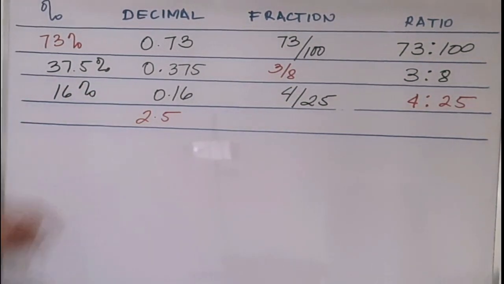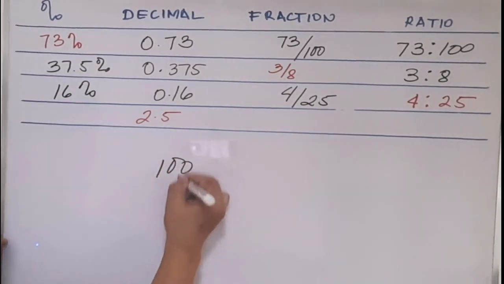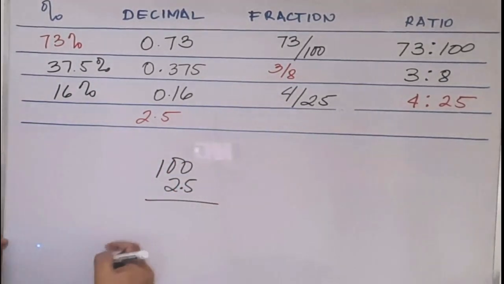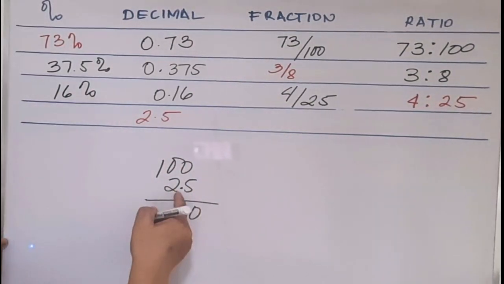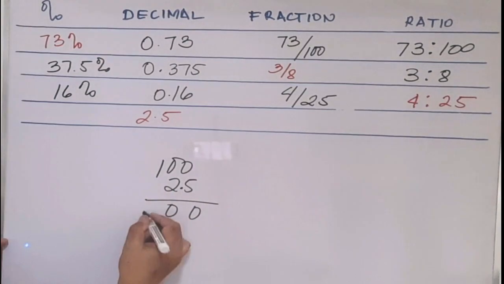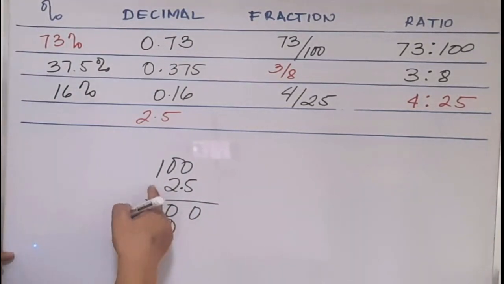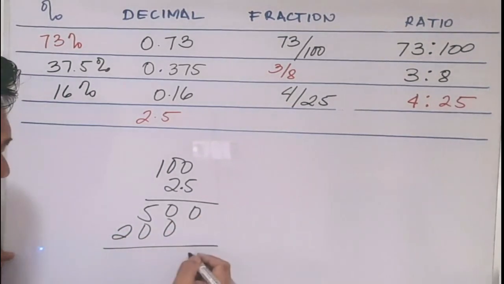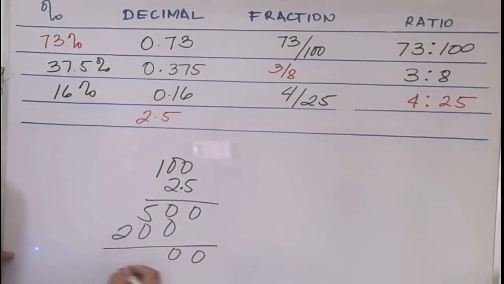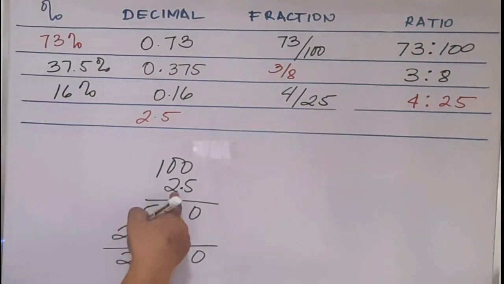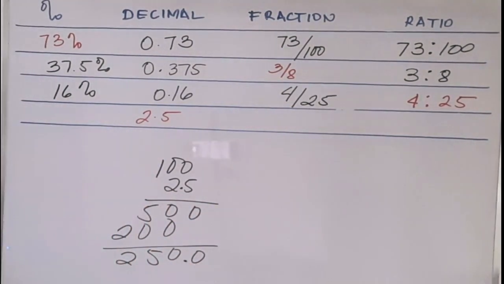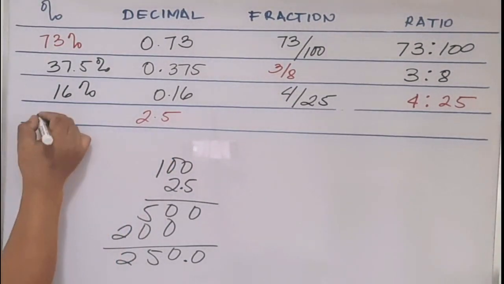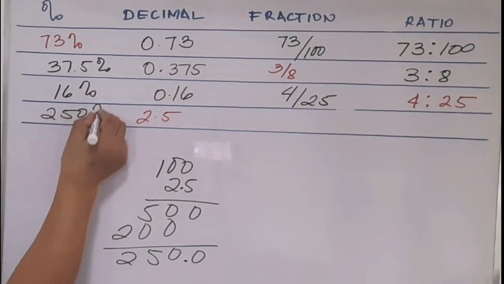The last one is 2.5. To convert it into a percent, we multiply 2.5 by 100. That gives us 250. So therefore, 2.5 is equal to 250%.